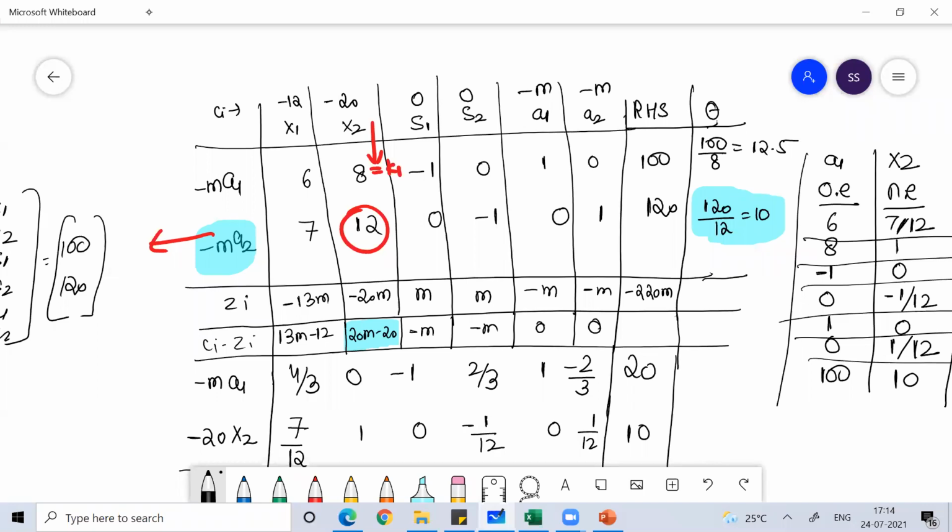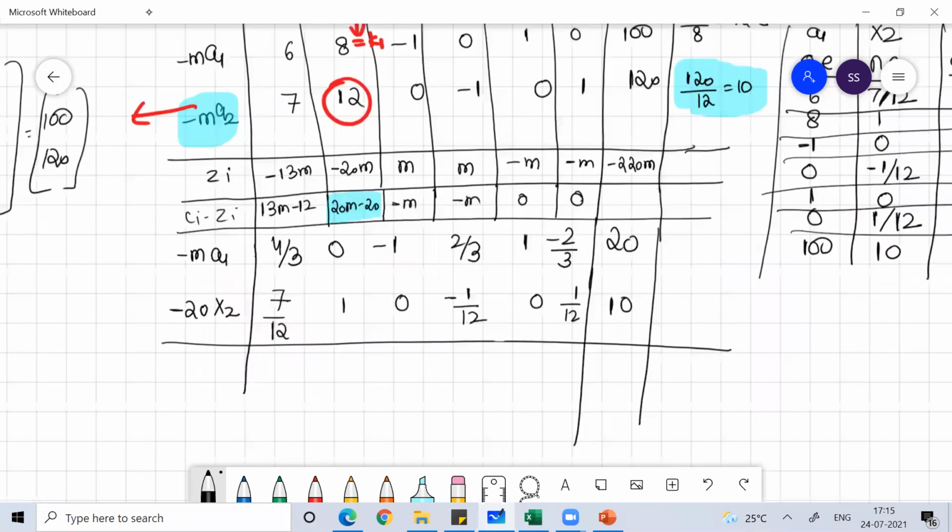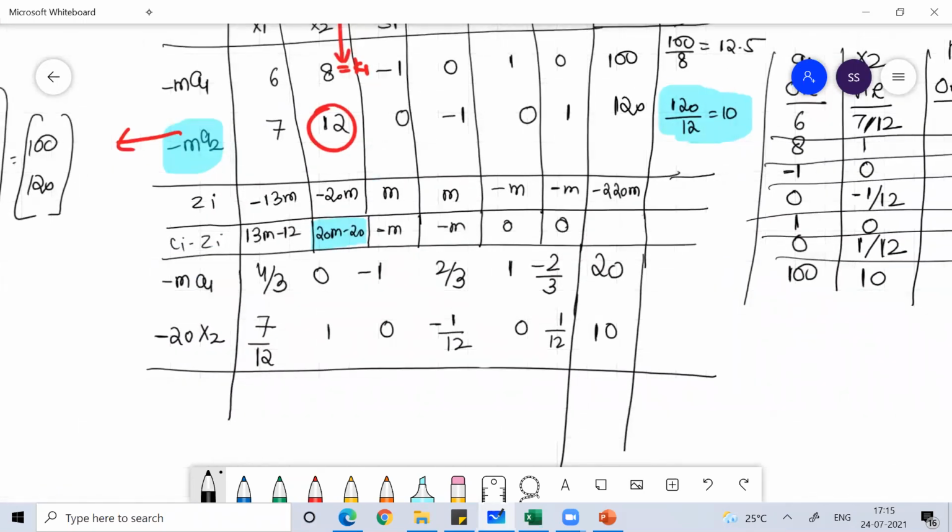The neater the work you do, the more marks you get. So girls and all, they do neat work. They draw the line with a pencil, the lines are straight, and that will give more marks. If you simply draw the line like me, not very straight, then the examiner may deduct 1 mark or half a mark because of neat work. So neat work is required.